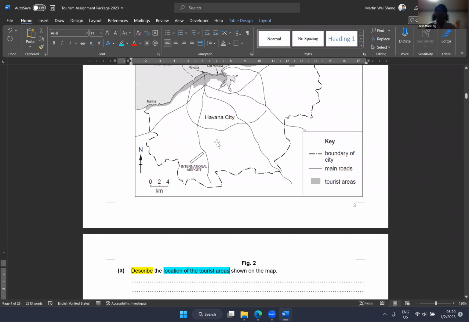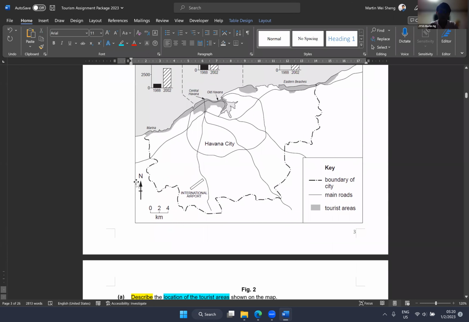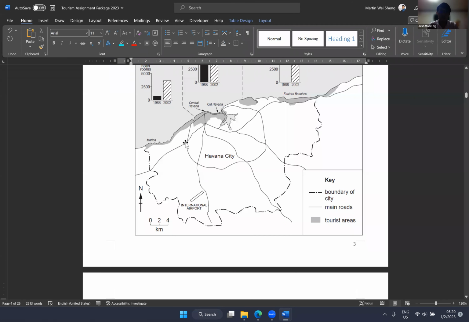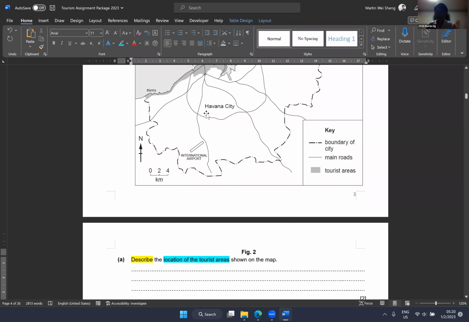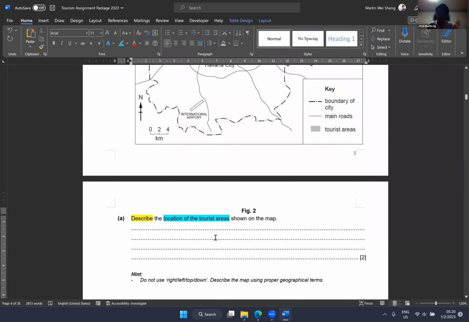So let me just give you an example. I would say that tourist locations are located towards the northern area. How do I know this is the northern area? Because if I look at the whole Havana city, it's only at the top part here where I can find tourist areas. So at the northern coast of Havana city. I have already given you the first example, so you can describe where else the tourist location can be found.